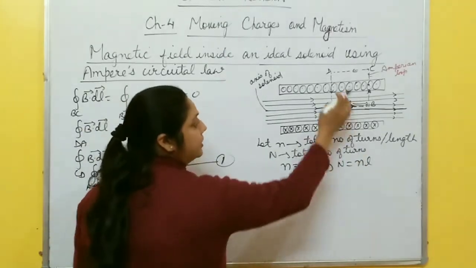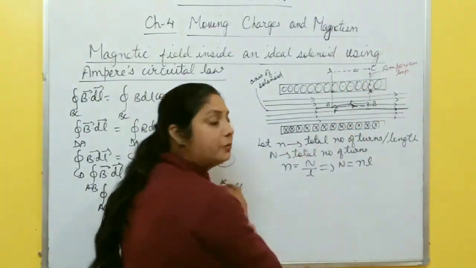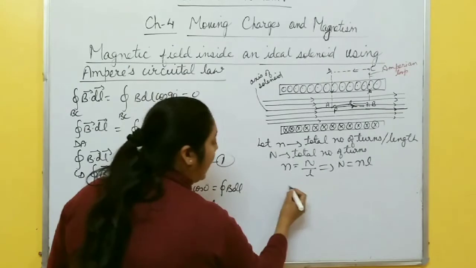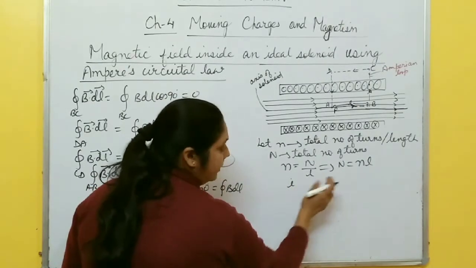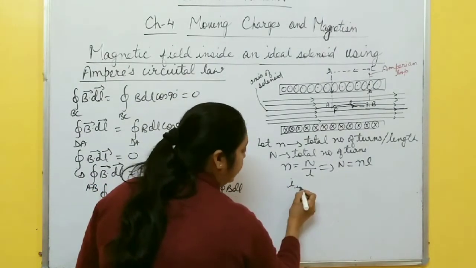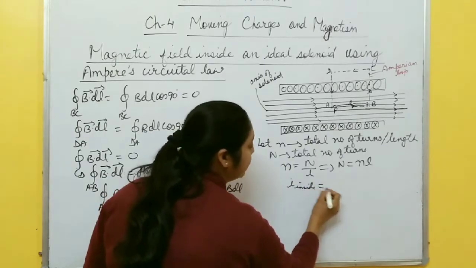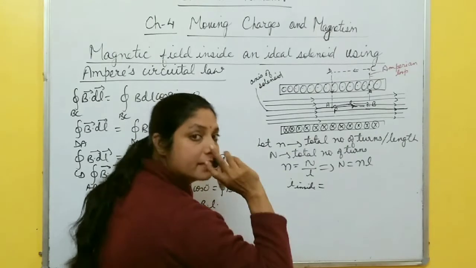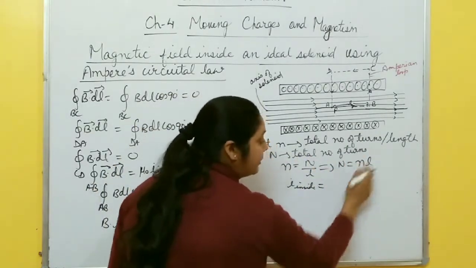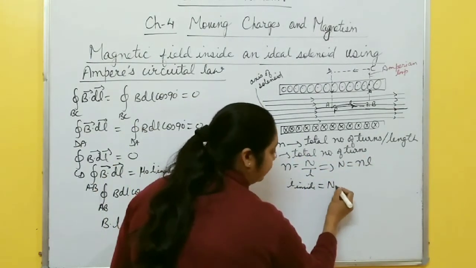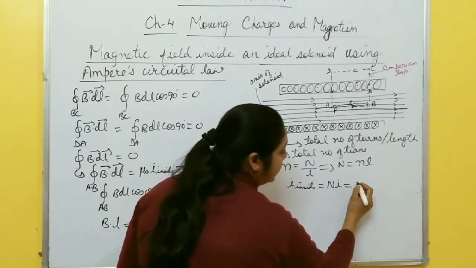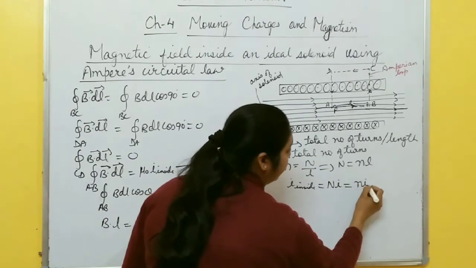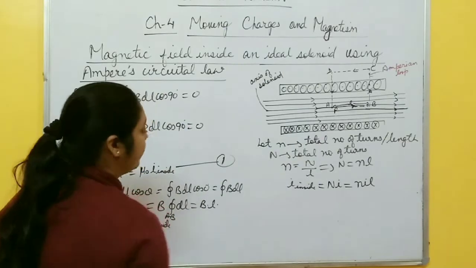This much number of turns is in this Amperian loop ABCD. Now let I be the current in one turn. So the total current I inside this loop: the number of turns is nL, and in one turn the current is I. So in this number of turns the current is nIL. This is the value of I inside.